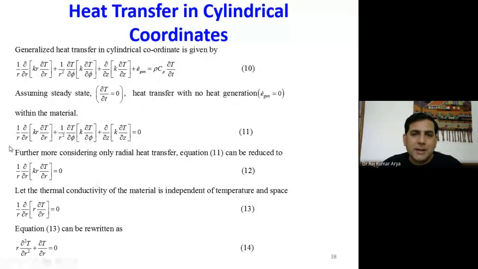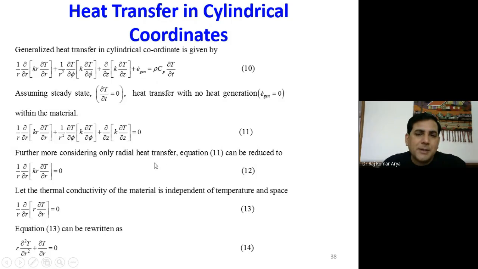So in this case, again, we want to solve at the primary level because we want to solve the ordinary differential boundary value equations. So we want to make it one dimensional only. In that case, let's say we want the radial heat transfer here. First we have made it steady state, so the time derivative would cancel. No heat generation within the material, so E dot generation we are cancelling. After doing that, you get equation number 11.